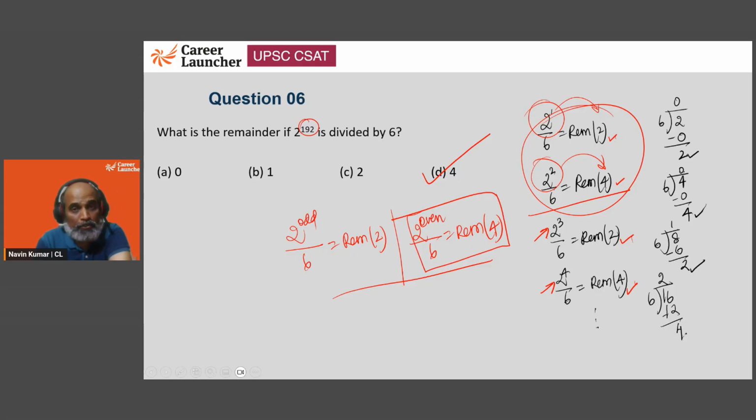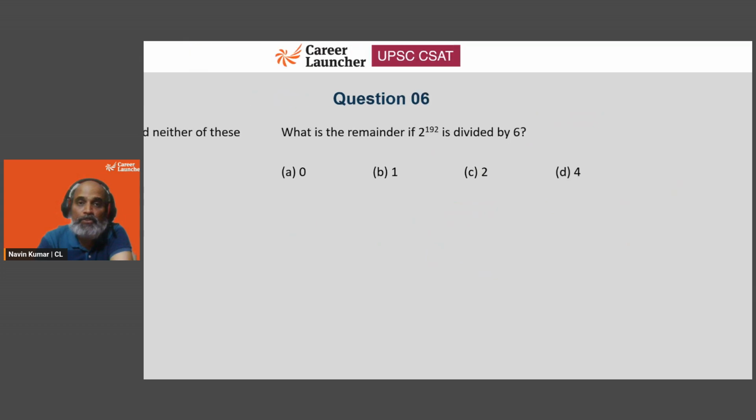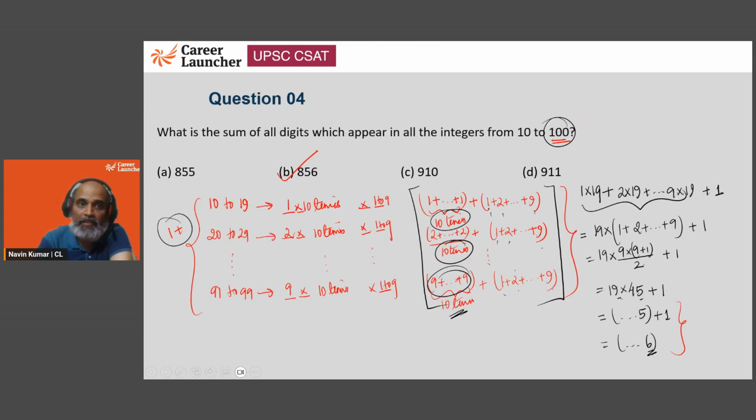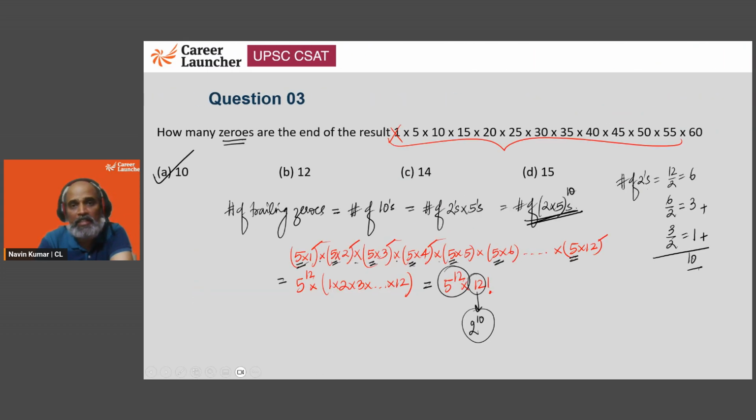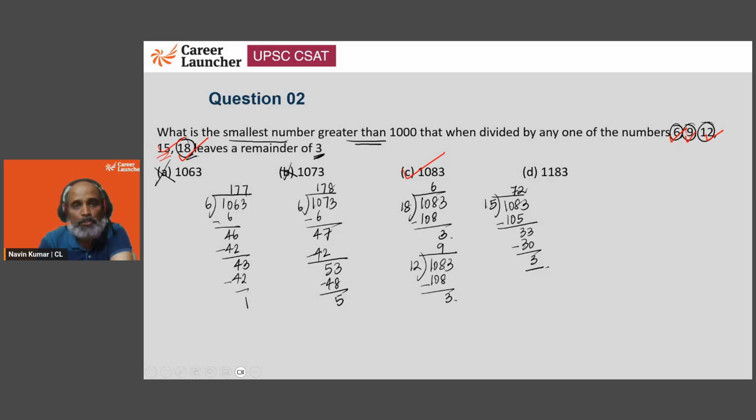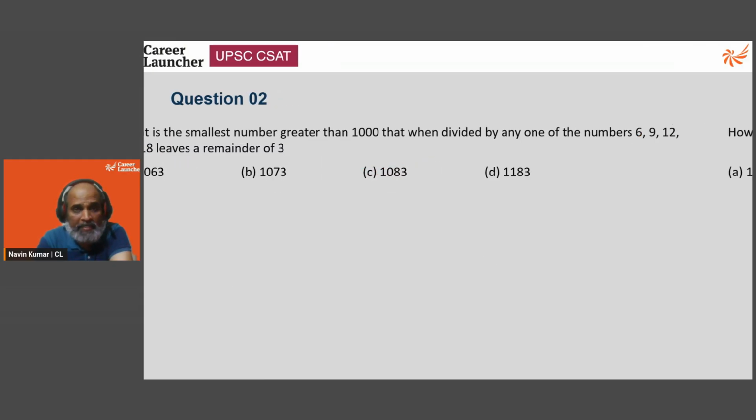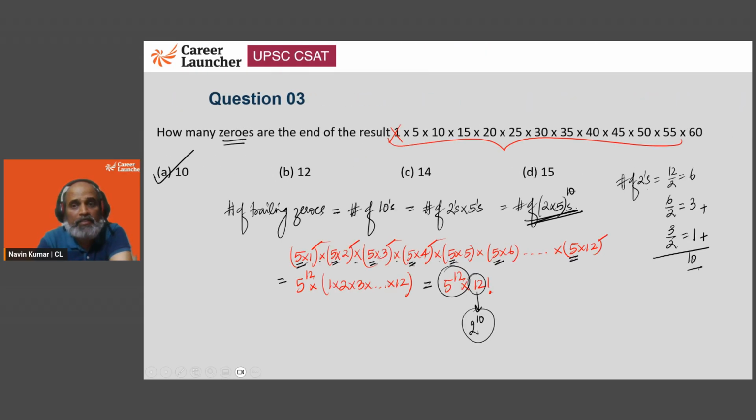So questions based on remainders, this is how we should solve when the values are given as powers. When you are given values where different numbers when divided by different values give a remainder, then what you do is you start with the options or you calculate the LCM of the divisors, like how we solved it in question number 2. Then when it comes to factorials, this is how you calculate the number of any prime number.